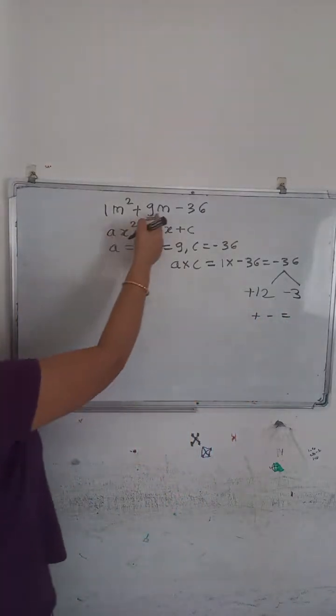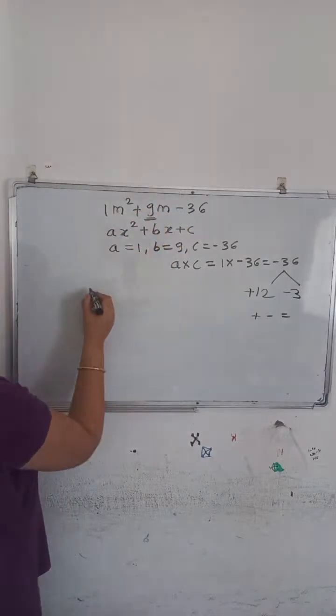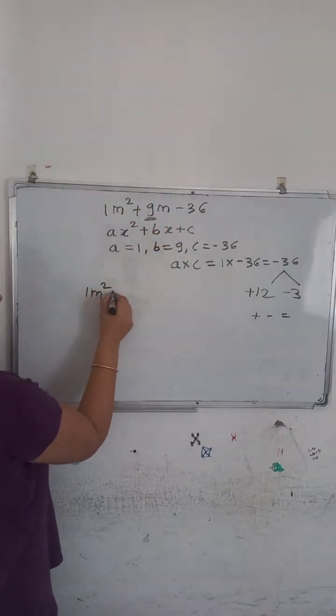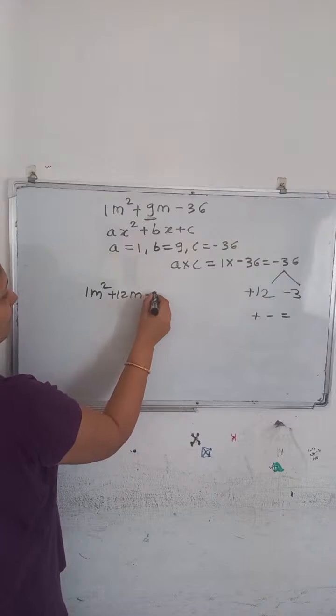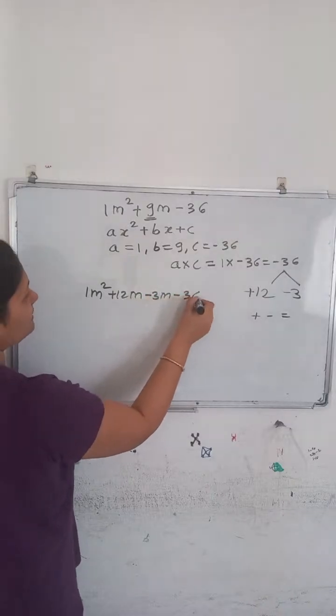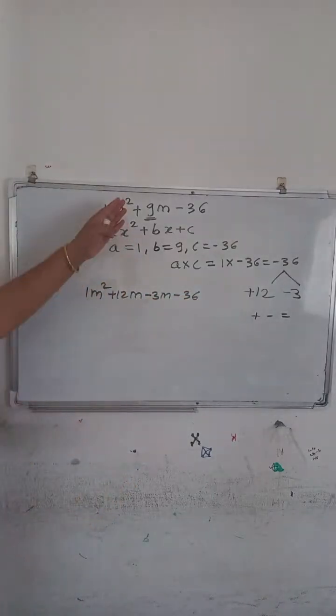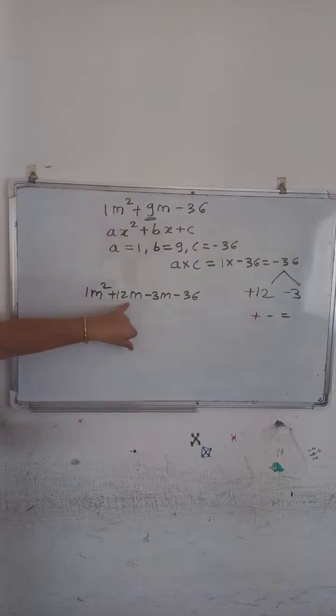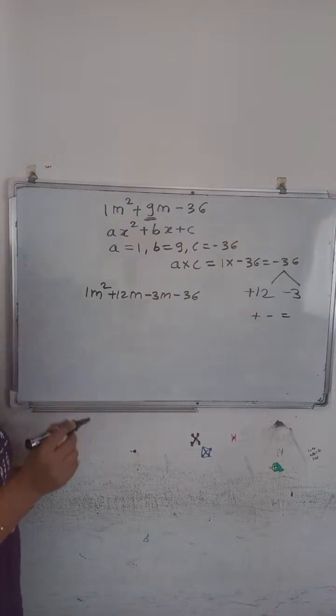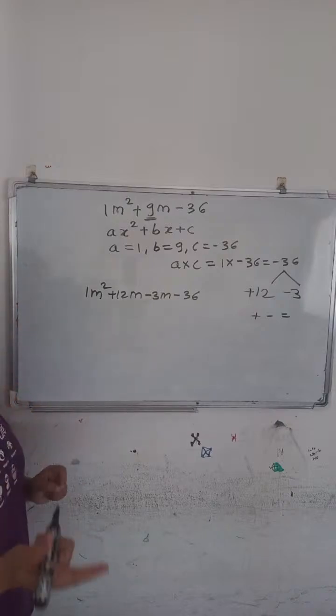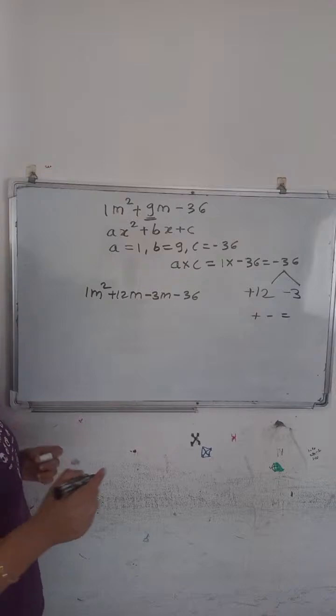So now I am splitting this 9m in such a way that 9m square plus 12m minus 3m minus 36. So I removed the entire 9m and instead of 9m I wrote 12m minus 3m. Very important question. Okay, this kind of questions you have in class 9 as well as in class 10.